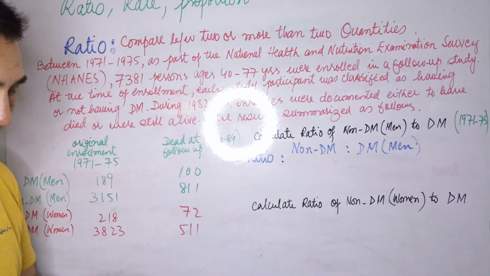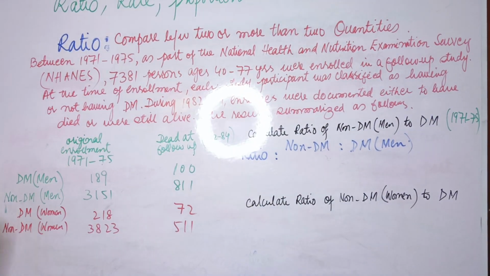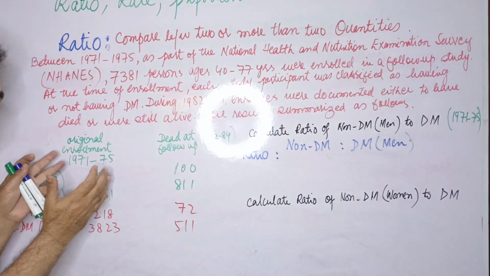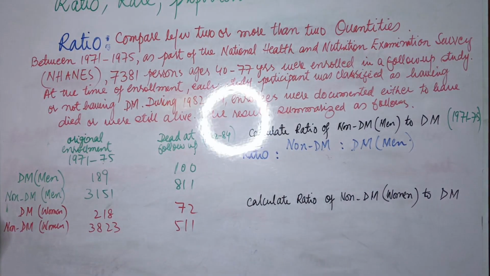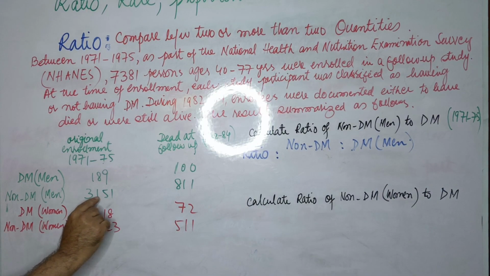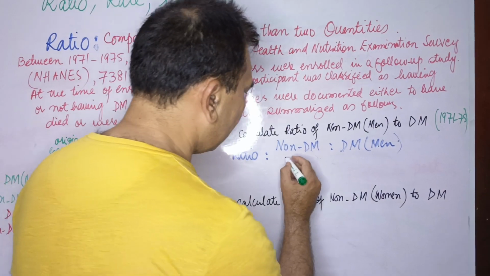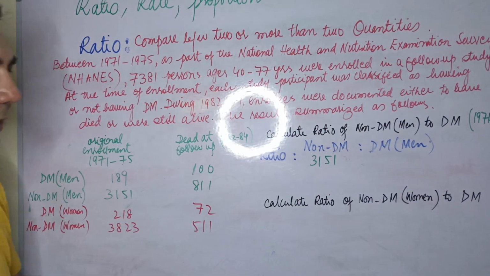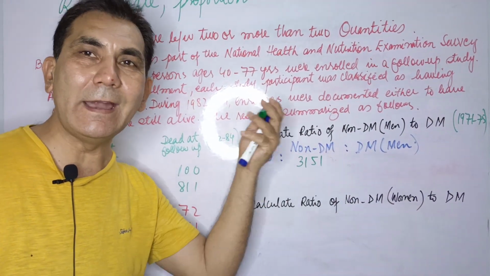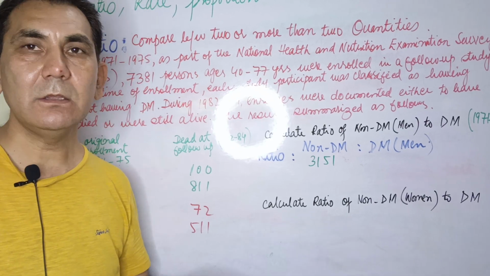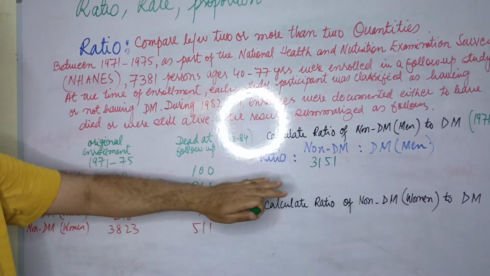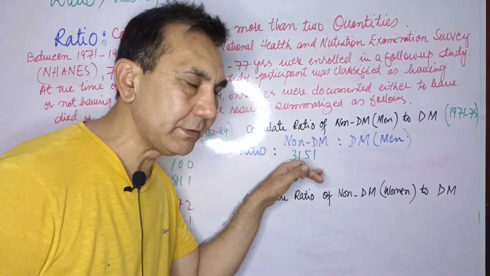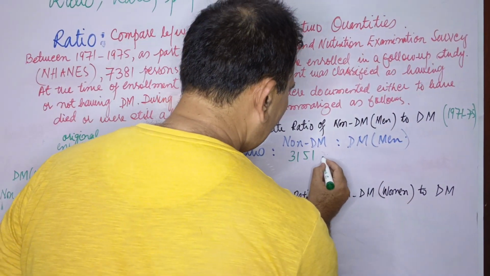Okay, now coming to the data of the survey. How many non-diabetic men were in the 1971 to 75 original documented enrollment? It was 3,151. So 3,151 will be the numerator, or antecedent. You can call it by 3 names as we learned: antecedent, numerator, or dividend.